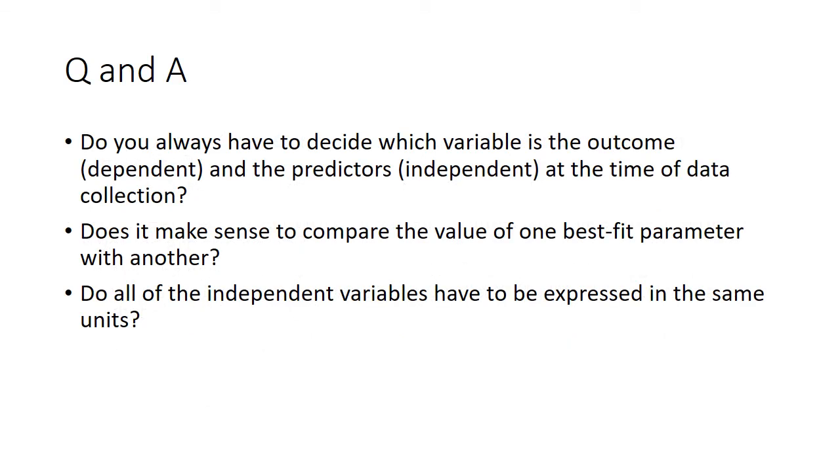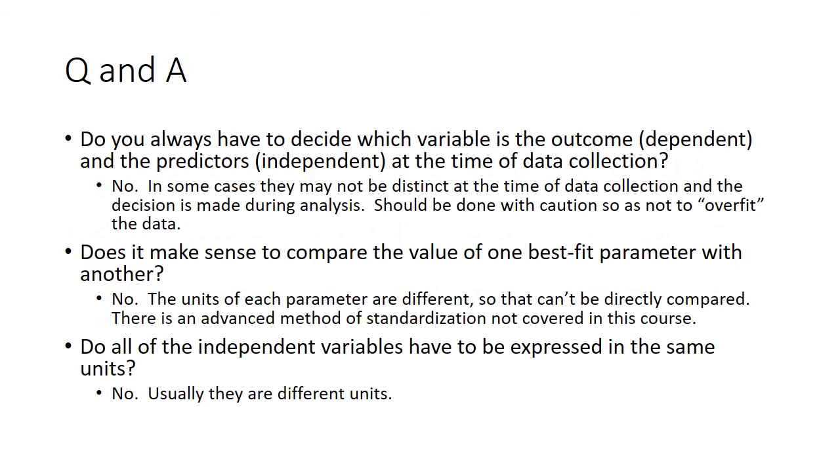You always have to decide which variable is the outcome, the dependent, and which are the predictors, the independent, at the time of data collection. Does it make sense to compare the value of one best fit parameter with another? And do all the independent variables have to be expressed in the same units? So for the first question here, you don't always have to decide which variable would be your outcome versus your predictor. In a lot of cases, it may not be very distinct at the time of data collection, and so sometimes the decision gets made during analysis. It should be done with caution because you don't want to keep looking at different variables and kind of jamming puzzle pieces together until you fit something to the data. It needs to make sense when you're trying to use one to predict something else. You need to make some kind of biological or physical sense.